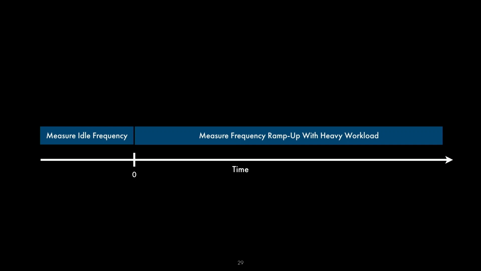So first, there is a phase where we're going to measure the idle frequency. Then at time 0, the test will actually start. And during the test, the workload suddenly increases at that point to near peak performance. And then during the test, we're going to measure how the frequency ramps up.